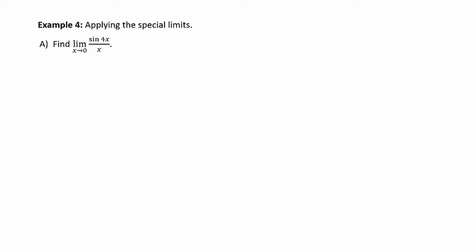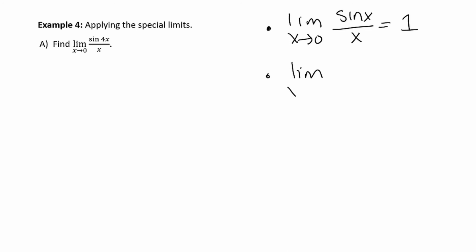Example, applying special limits. The 2 special limits that will be used in this example set are the limit as x approaches 0 of sine of x divided by x equals 1, and the other special limit is the limit as x approaches 0 of 1 minus cosine x divided by x equals 0.